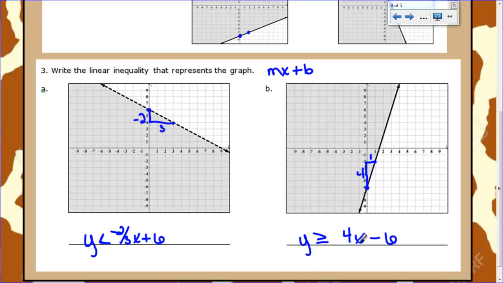So there's that inequality. So what's the symbol? Is the line solid or dotted? And then find your slope and y-intercept.